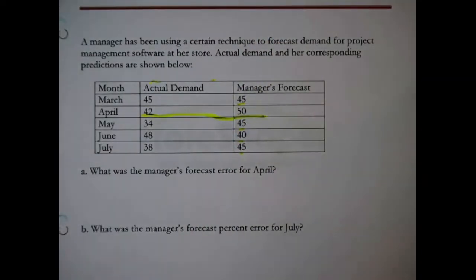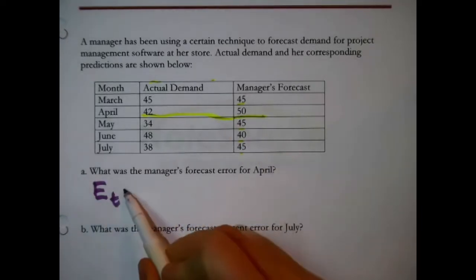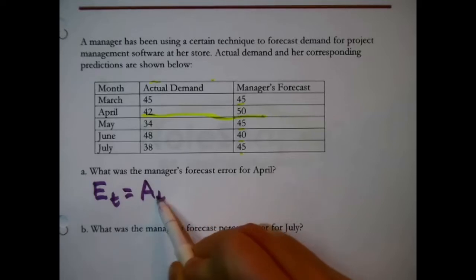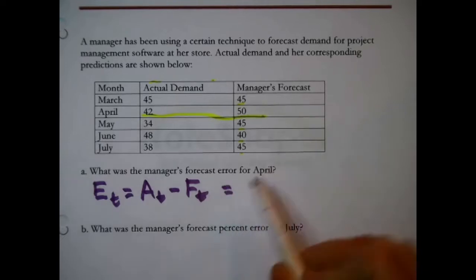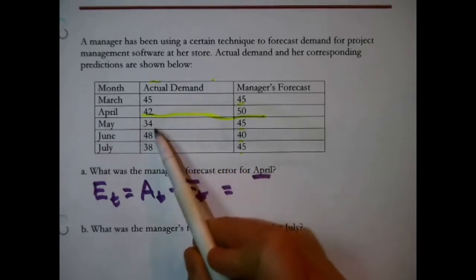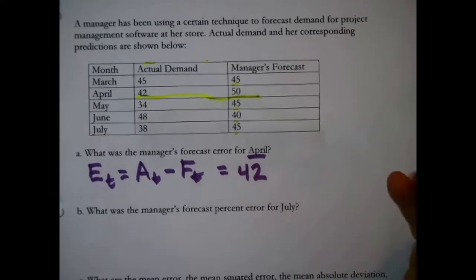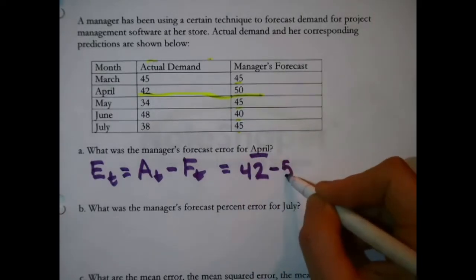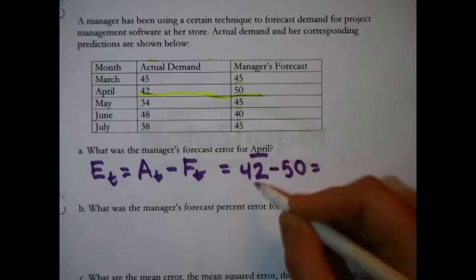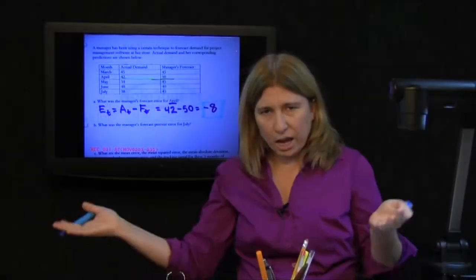And then I need to remember that error in a certain time period, like April, is what actually happened in that time period minus what we had forecast would happen in the time period. So to answer this question, what actually happened in April was 42 project management software packages demanded, minus the manager had forecast that there'd be 50. So 42 minus 50, we would say that in April there was an error of -8.